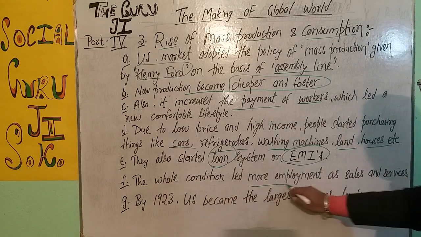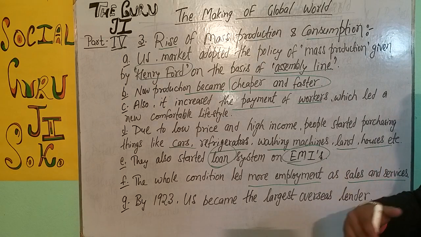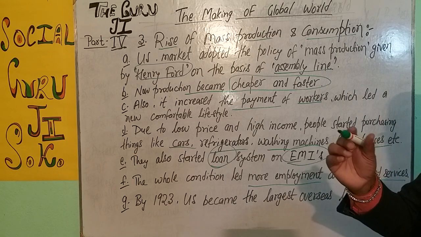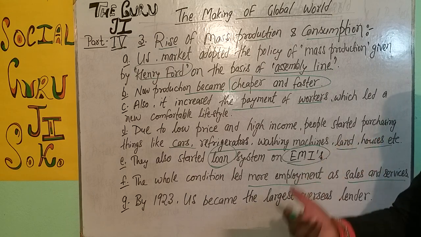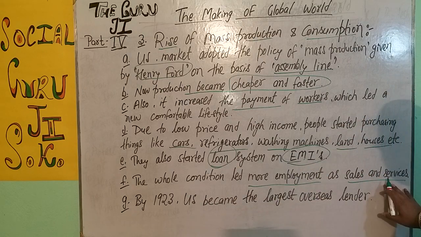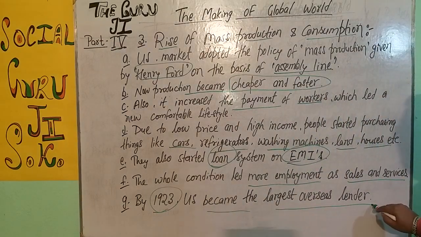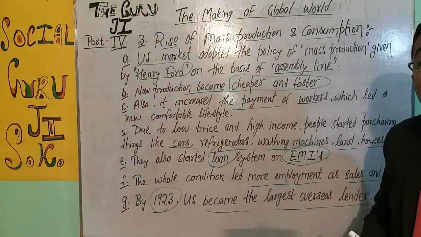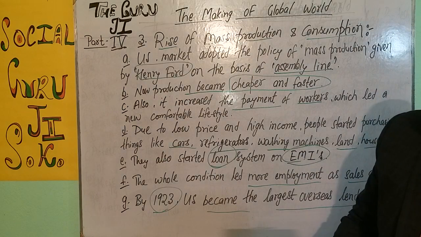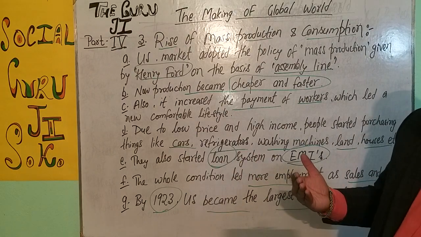The whole condition led to more employment in sales and service. यानी कि इससे पहले तक जहां पे सिर्फ और सिर्फ सामान बेचने का बिजनेस हो रहा था, वहां पे कंजंप्शन बढ़ने के कारण now one more thing was added in the market, and that is service. Now people also started doing the work of service, and that's why in 1923 the US became the largest overseas lender. So this is all about the progress in the economy, the financial condition of the US after the wars. Clear?